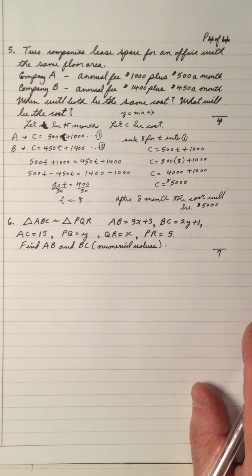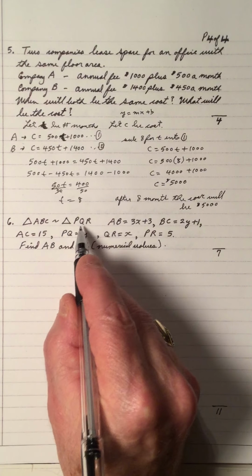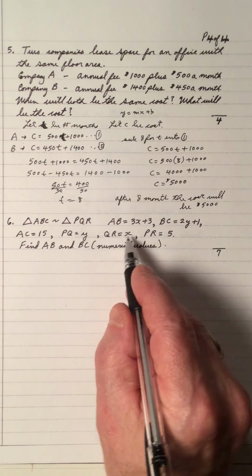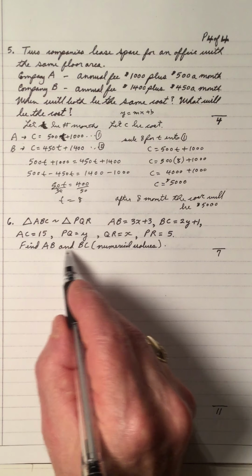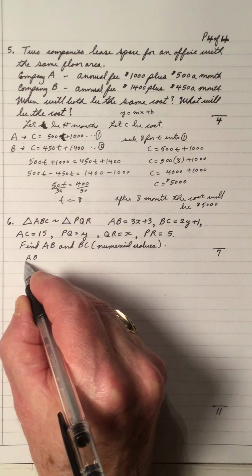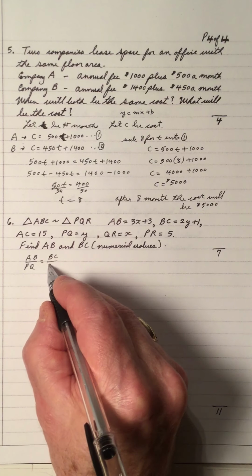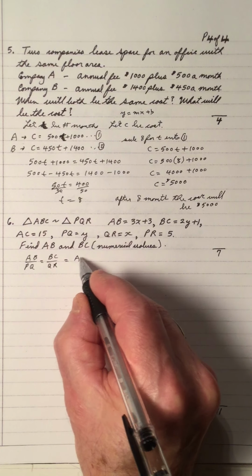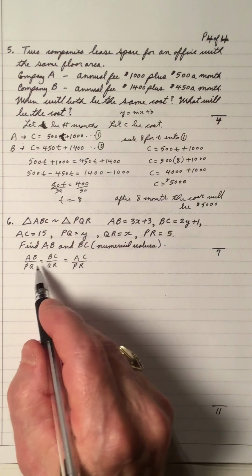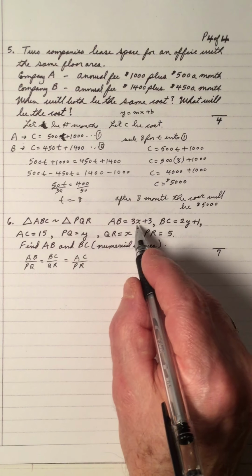Number 6, a little different problem on linear equations. We have a triangle ABC similar to triangle PQR. AB is 3x plus 3, BC is 2y plus 1, AC is 15, PQ is y, QR is x, PR is 5. Find AB and BC, numerical values. So we have similar triangles. We have AB over PQ equals BC over QR equals AC over PR. Because the triangles are similar, then these ratios are going to be true. Now that means we can fill in these proportions with these expressions.